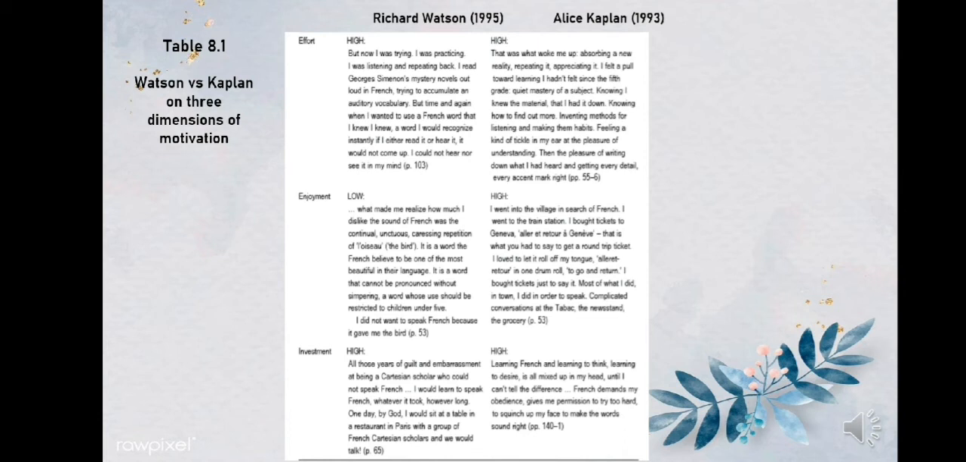Okay, so as you can see, the second dimension, which is the enjoyment, is the only difference between the two learners. It is the only dimension on which Watson was rated low, whereas Kaplan was rated high. So if we accept Gardner's stipulation of what constitutes a truly motivated individual, then Kaplan, but not Watson, is truly motivated, and indeed, she learns French more successfully.